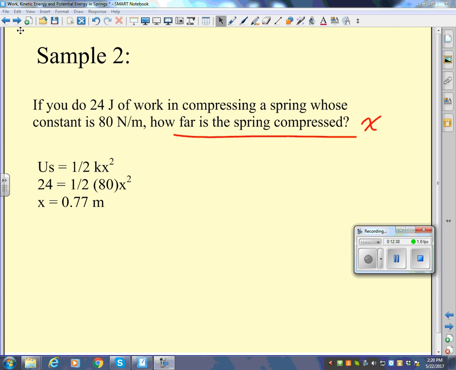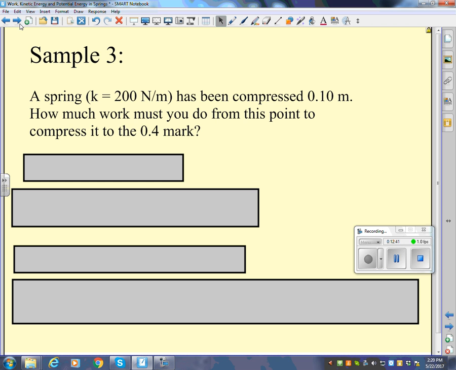All right, let's move on. So sample number 3 should be right on the sheet there. Similar kind of question. A spring with a spring constant of 200 newtons per meter has been compressed 0.1 meters. How much work must you do from this point to compress it to the 0.4 meter mark? How much work must you do? And the key words here are from this point to compress it to the 0.4. So it's going from 0.1 to 0.4.